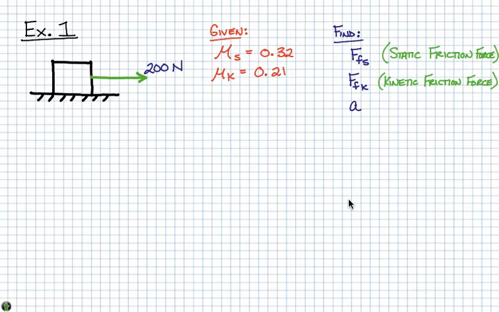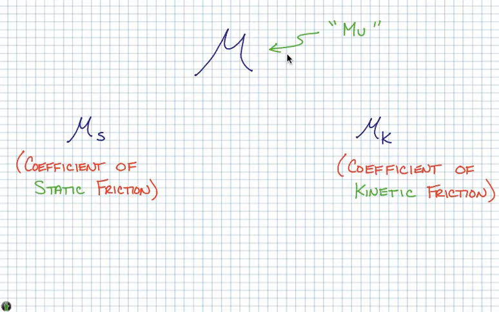I think the easiest way to take a look at these and understand them is with examples. So we'll look at two quick examples right now. In our first example, we have a block that is at rest on a flat surface, and there is an applied force of 200 newtons being applied to the right. We are given that the static coefficient of friction is 0.32, and you'll notice if we go back, I'm sorry, I did not define these.